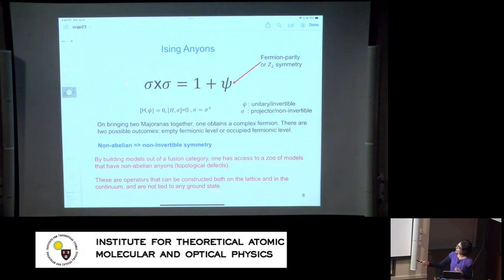But now on the left-hand side, the sigma is also some kind of a symmetry, because this is a Majorana which commutes with the Hamiltonian. But it's not an object where if you multiply it with its dagger, you get 1. Sigma times sigma dagger instead gives you 1 plus psi. So this is actually the simplest example of a so-called non-invertible symmetry. It's a symmetry in the sense that it commutes with the Hamiltonian, but it's not necessarily unitary. Okay? So the take-home message here is that whenever you have some kind of non-Abelian physics going on, you actually have what people refer to as a non-invertible symmetry.